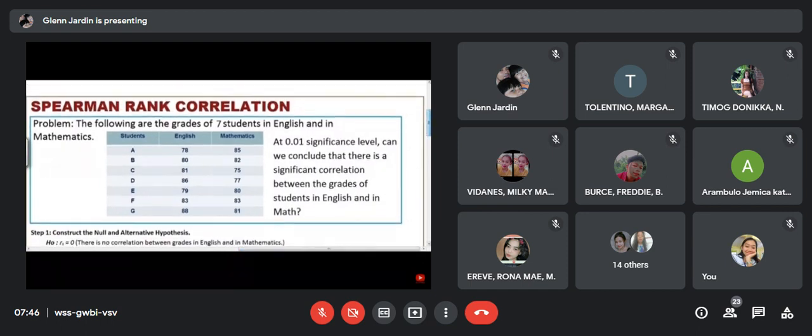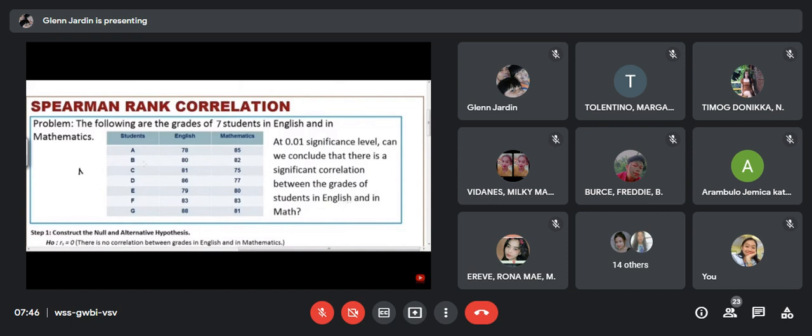The problem is, the following are the grades of 7 students in English and in mathematics. Student A has a grade of 78 in English and 85 in mathematics. Student B has 80 in English and 82 in math, and so on until student G. All in all, our N is 7, since there are 7 samples. At 0.01 significance level, can we conclude that there is a significant correlation between the grades of students in English and in math?